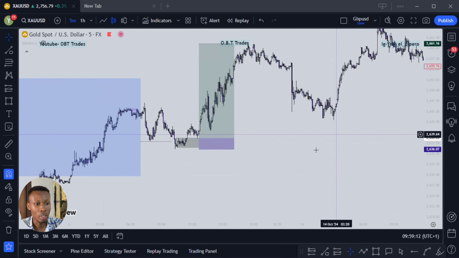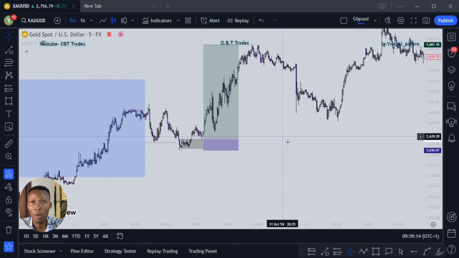So yes, that is just the trade setup for this particular one, and I hope you guys understand. If you do not understand, please feel free to comment with what you do not understand, and I'll reply to it immediately I see it. And if you require me to make another video explaining it, I will do that.